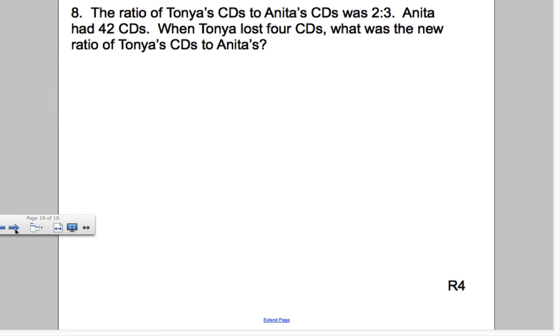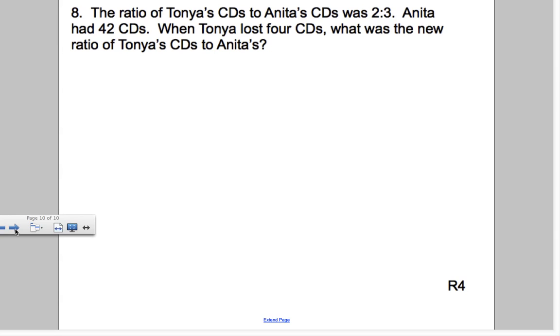All right, let's do this one. The ratio of Tanya's CDs to Anita's CDs was 2 to 3. Anita had 42 CDs. When Tanya lost 4 CDs, what was the new ratio of Tanya's CDs to Anita's? So again, last one, we bought 2, right? Now Tanya lost 4, so obviously this is going to illustrate what operation? Subtraction. So I just want to make sure you guys have one example of each of them, just in case. I know the quiz has one of each day, so I don't know which. Is he going to add or subtract on one of the quiz problems?